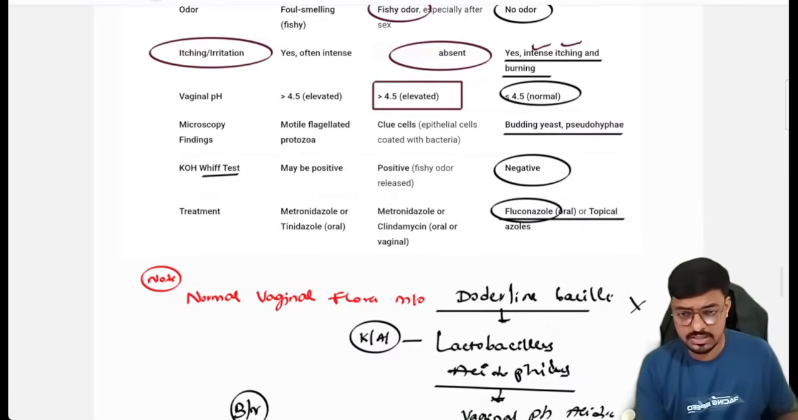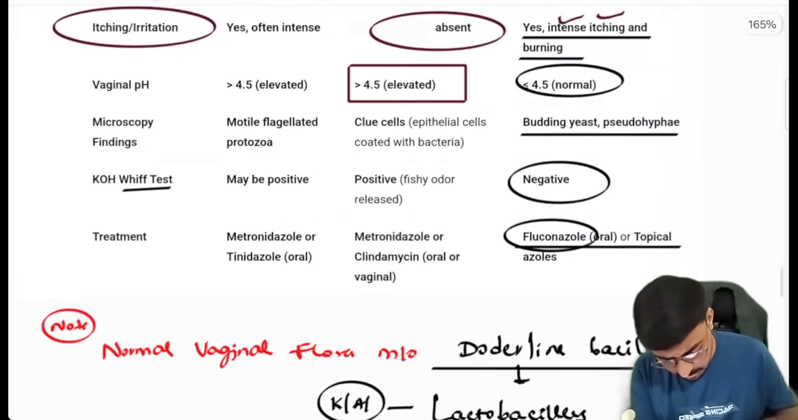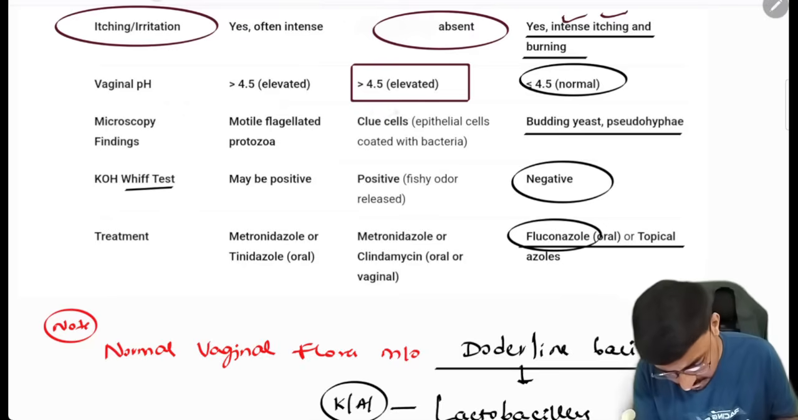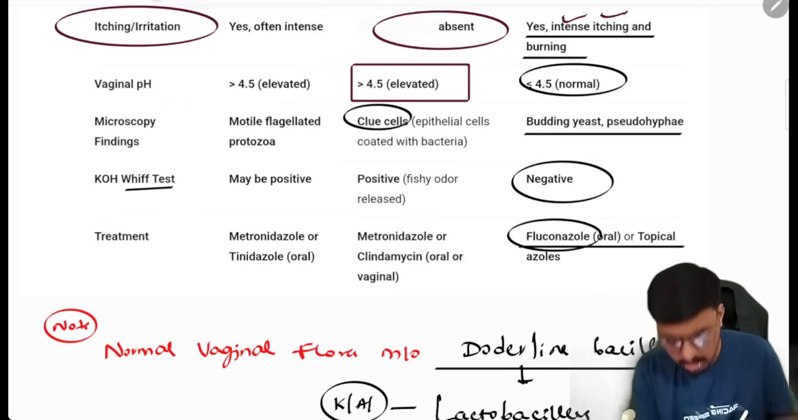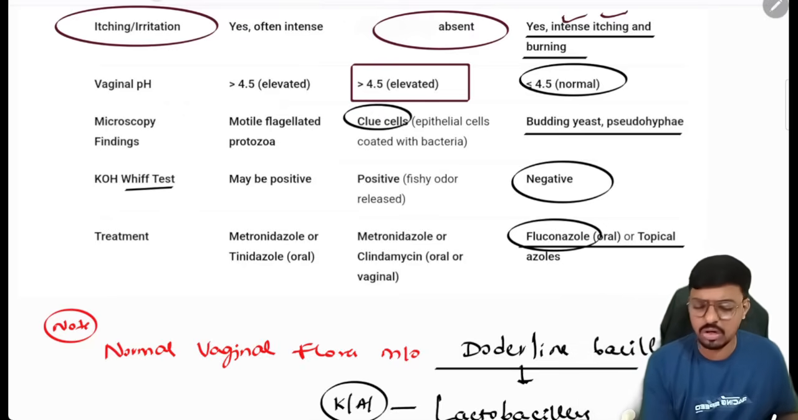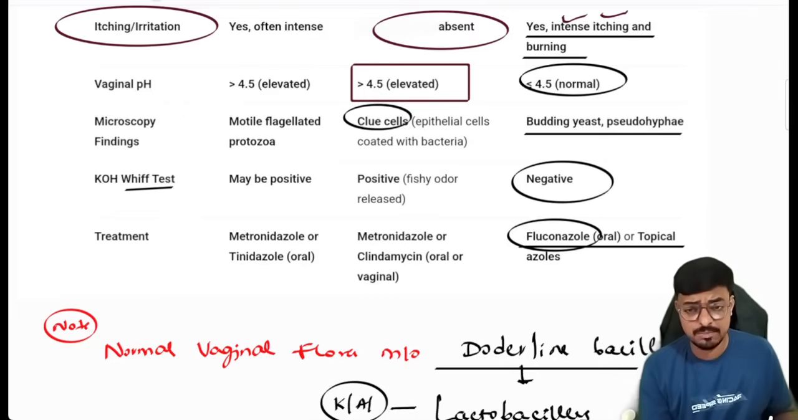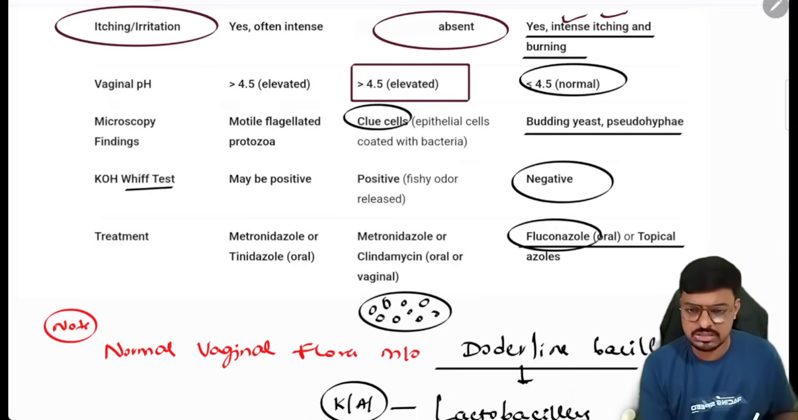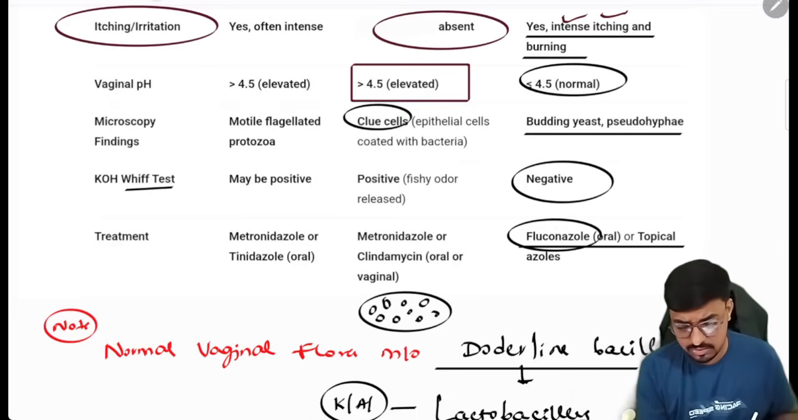And when we see the secretion of the vaginal discharge, we will get clue cells. The clue cells are a very important classical finding of bacterial vaginosis. Clue cells means epithelial cells coated by bacteria. So this is what we call clue cells. These clue cells will be seen in bacterial vaginosis, and clue cells will not be seen in Candida albicans.